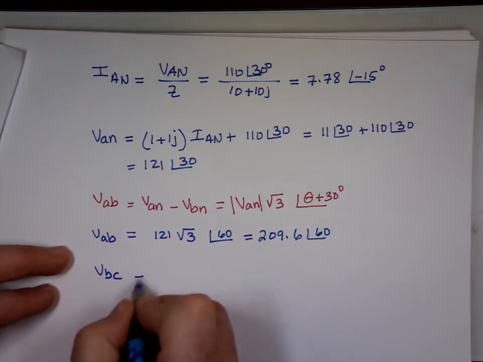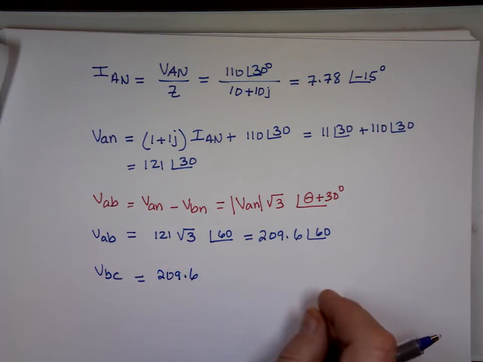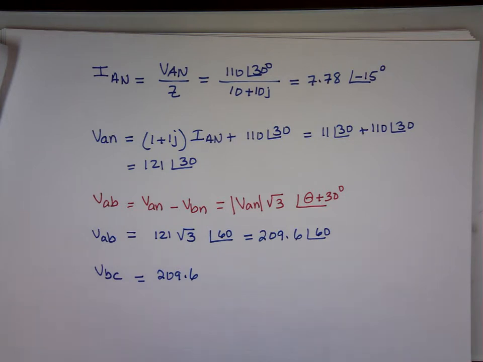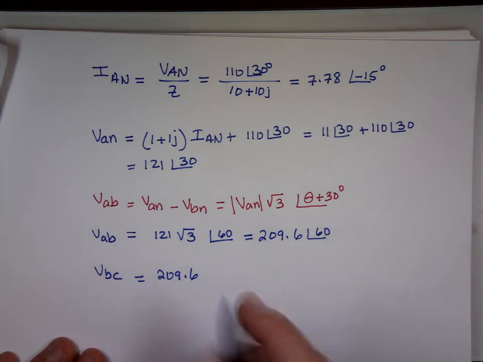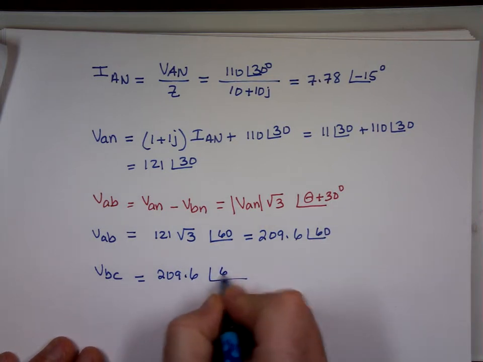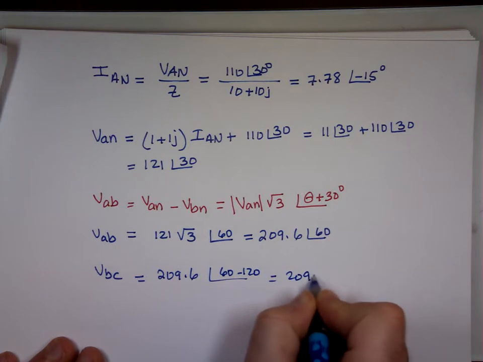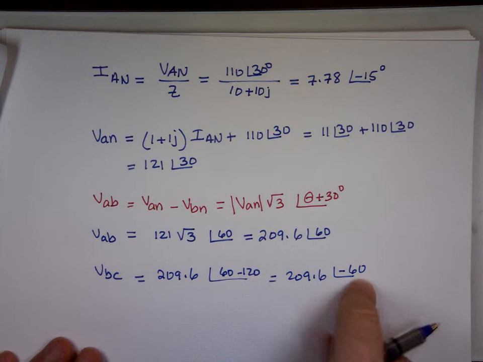You want VBC? It's the same number, 209.6. But now you subtract 120 degrees from this angle. So 60 minus 120. And for the next one, you subtract another 120 from this.